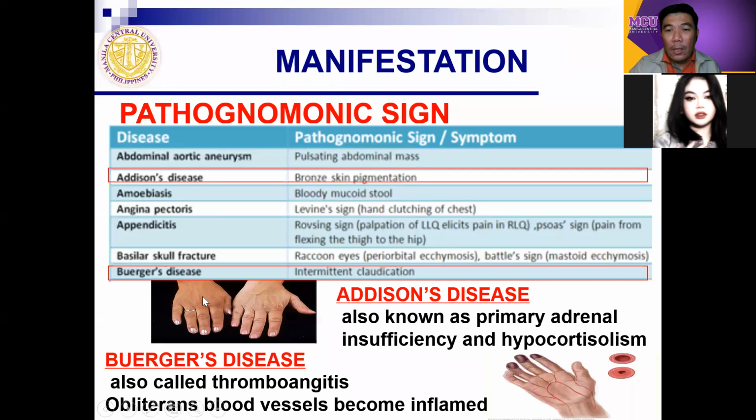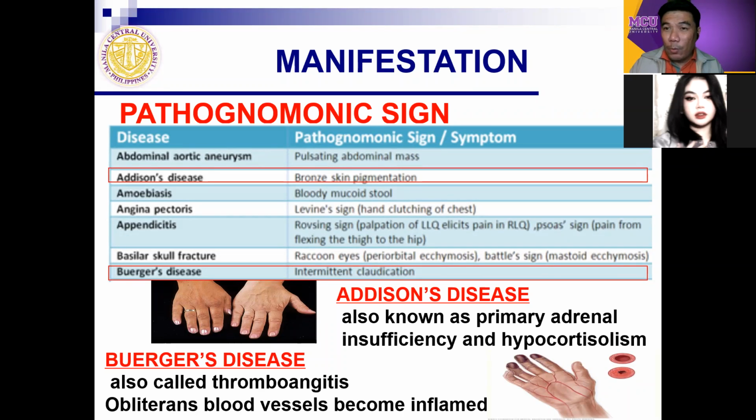Ang common pathognomonic sign ng Addison's disease ay bronze skin pigmentation. From this illustration, this is the normal color of the skin. But if you notice on the left side, this is the bronze skin pigmentation. Kaya tandaan po ninyo, usually pag nagbo-bronze skin ang pigmentation, always it is associated with kidneys.